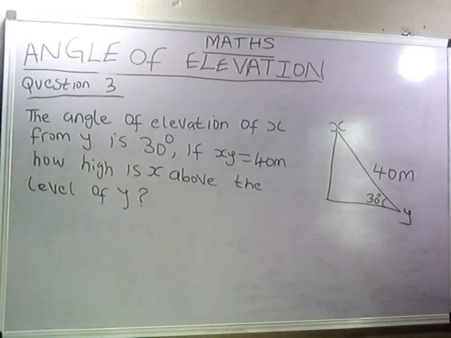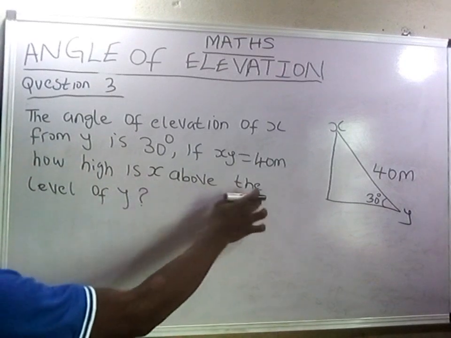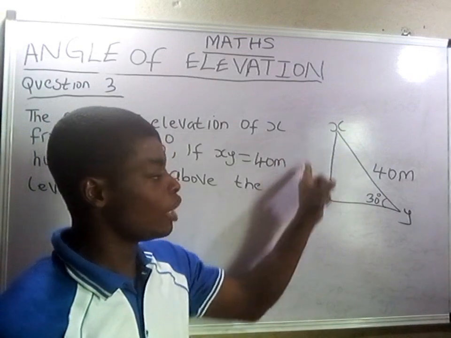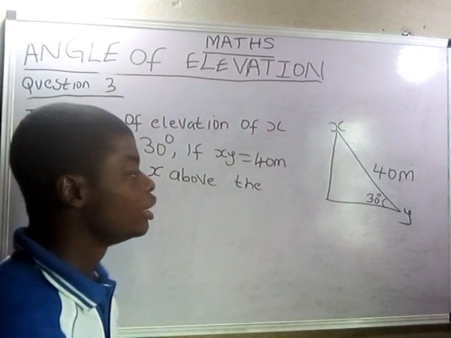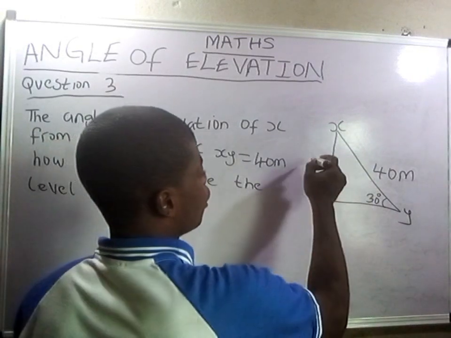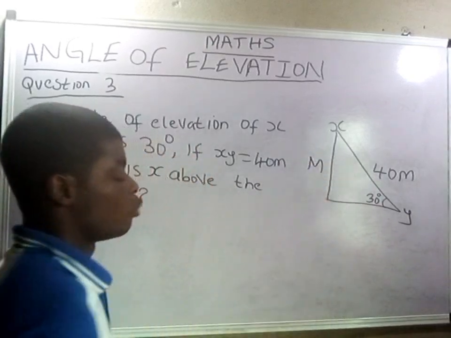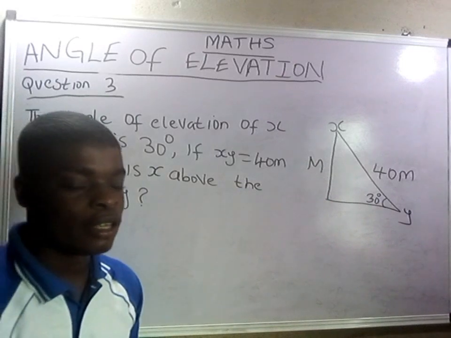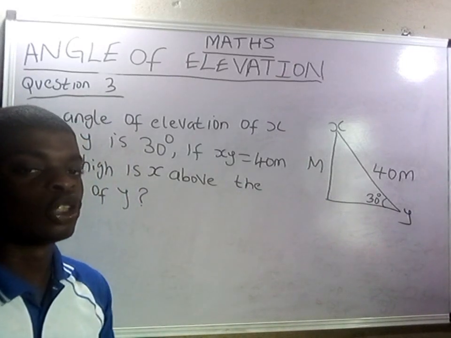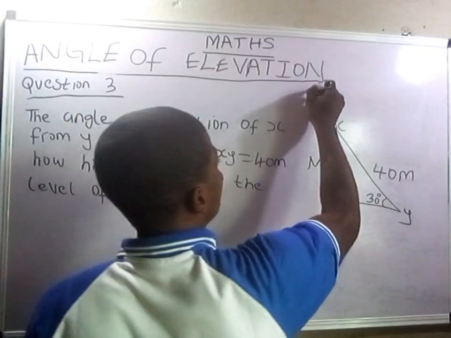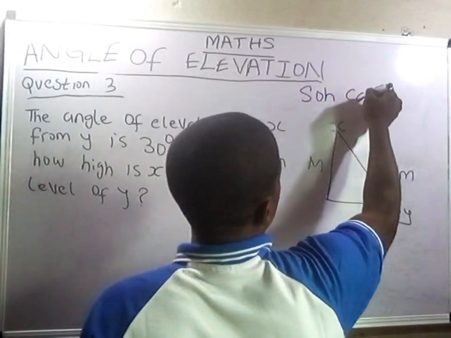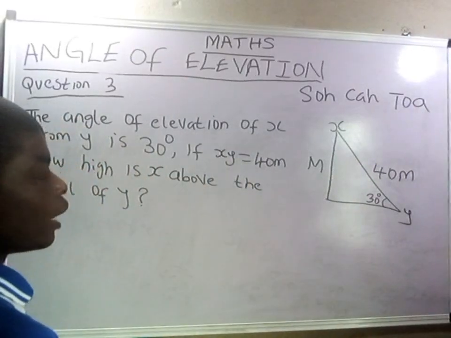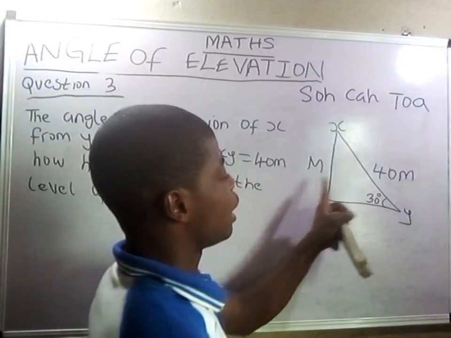Then you have, how high is x above the level of y? They say this is the level. So from here to here, we need to get the distance. Let's call it m. So we want to look for this side. We have to apply the method we used previously in question 1 and question 2, which is SOHCAHTOA. We have opposite and hypotenuse.